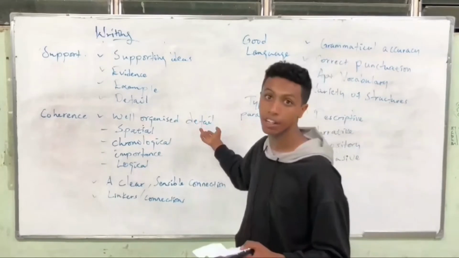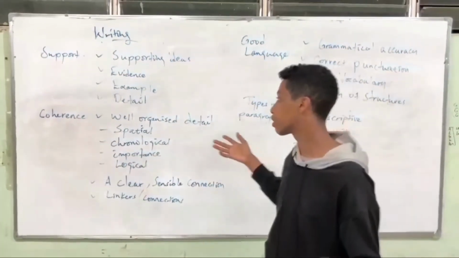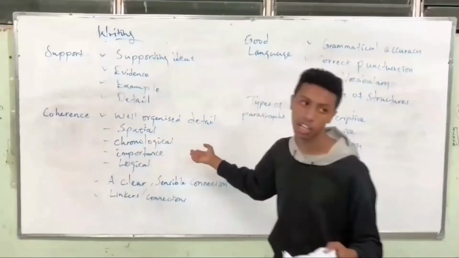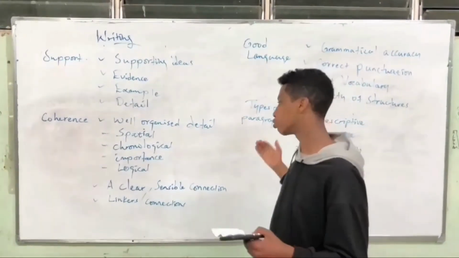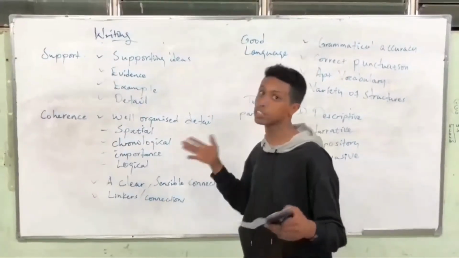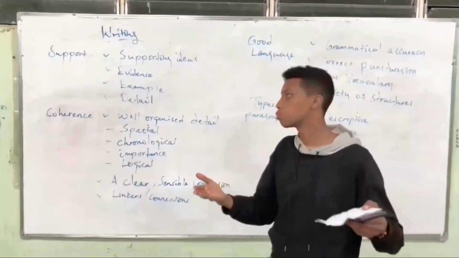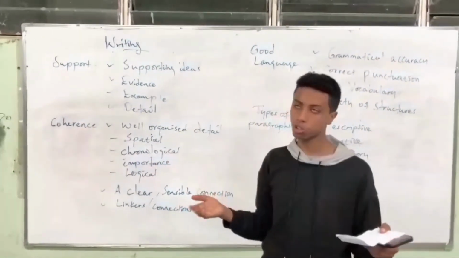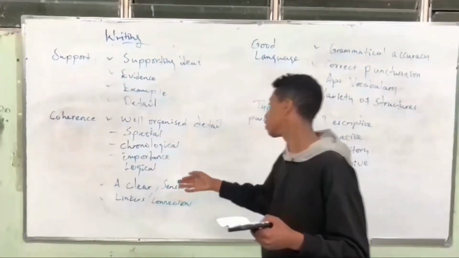When the paragraph is well organized and detailed, and chronologically ordered in good time arrangements. We also see importance: the paragraph should be important or informative for the person who reads it. It should be logical, reasonable, and rational.